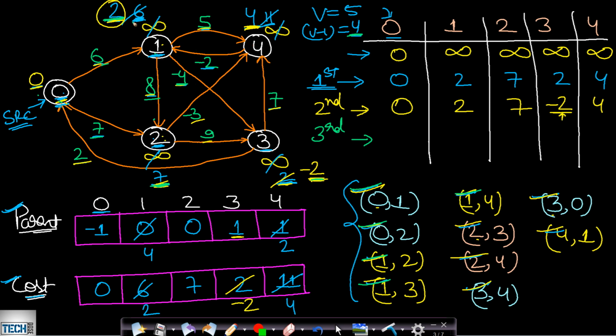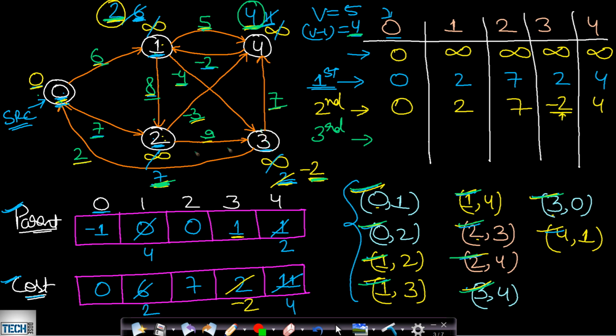For this 1 to 4, the cost will be 2 plus 5, which will be 7, already present cost is 4, we won't do anything. For this 2 to 3, the cost will be 7 plus 9, which will be 16, already present cost is minus 2, we won't do anything. Again for this 2 to 4, the cost will be 7 plus minus 3, which will be 4, already present cost is 4, won't do anything. For this 3 to 4, the cost will be minus 2 plus 7, which will be 5. In this case it is 4, we won't do anything.